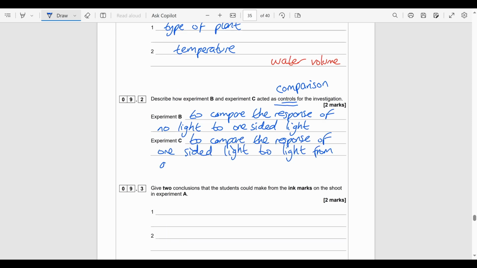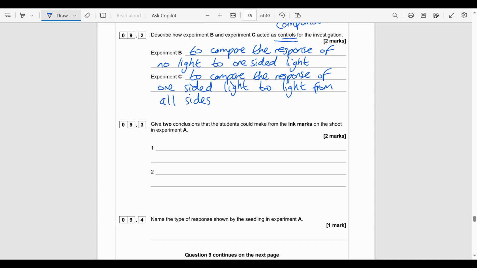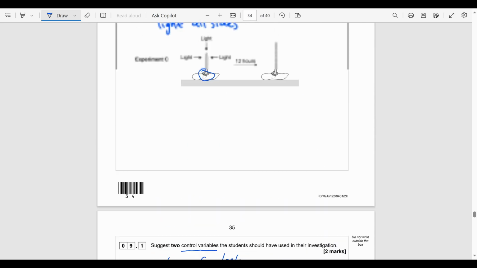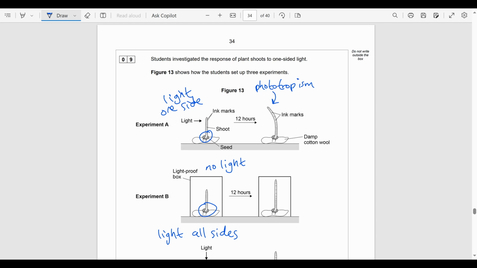9.3. Give 2 conclusions that the students could make from the ink marks on the shoot in experiment A. So looking at the ink marks now, what is that telling us? So let's look at shoot A. What do we notice about the ink marks? Well, at the bottom of the shoot, you can see that the ink marks are very close together. But as you move upwards towards the tip of the shoot, the ink marks are more separate now.